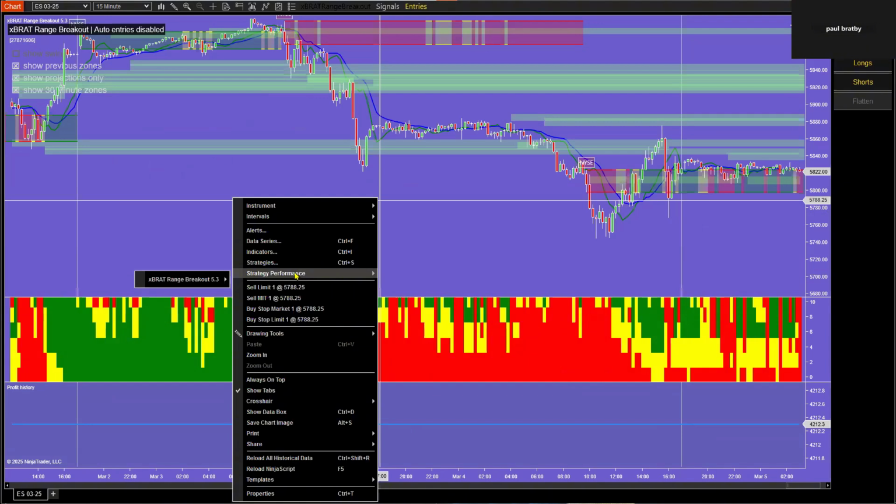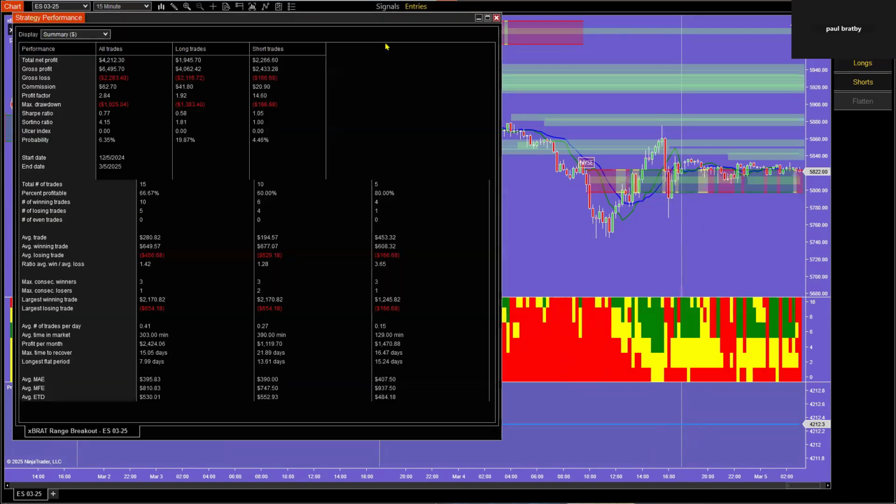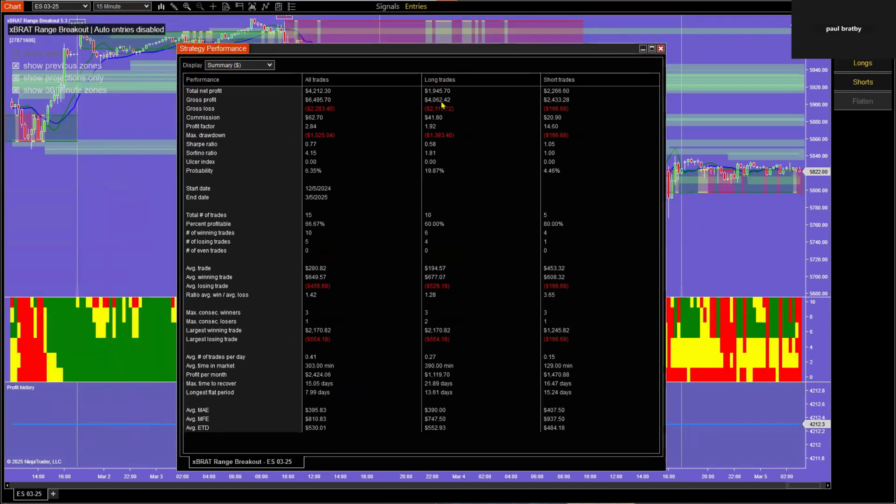Yeah. So performance report. Right off the bat with some default settings, it's a profitable strategy. In 90 days, it's had 15 trades, 66% win rate, not good enough for me. Max drawdown isn't bad, $1,000 on an index. Profit factor 2.84, it's all looking pretty good.